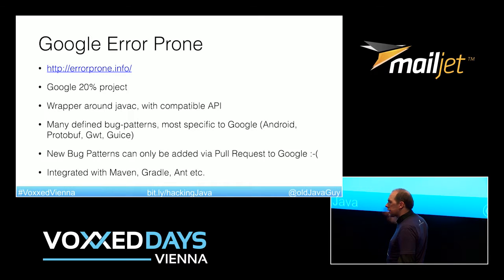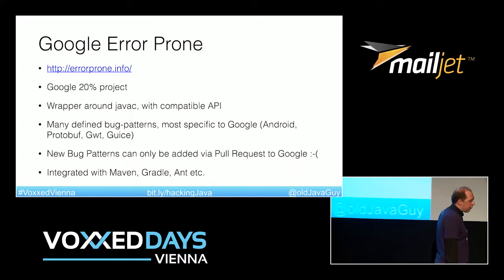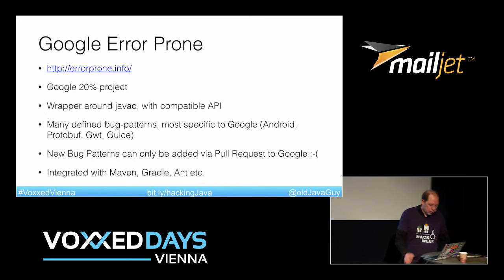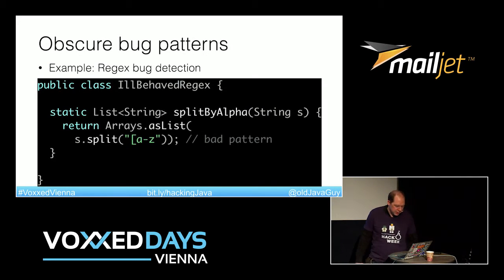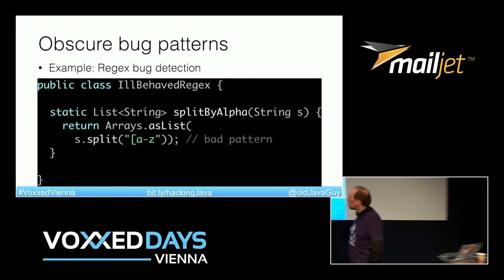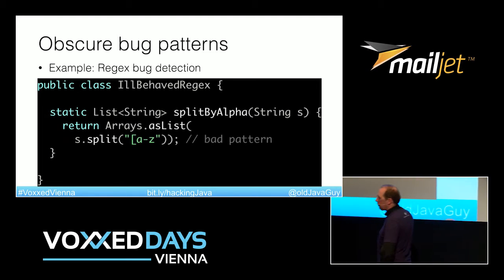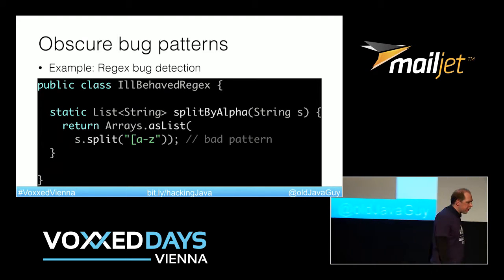So if you code against Google's APIs, this may make sense for you, but if you don't, it only gets you that far. Then it gives you some esoteric bug patterns, like, for example, this. It will detect bad regex patterns at compile time. Nice to have, but not really essential.